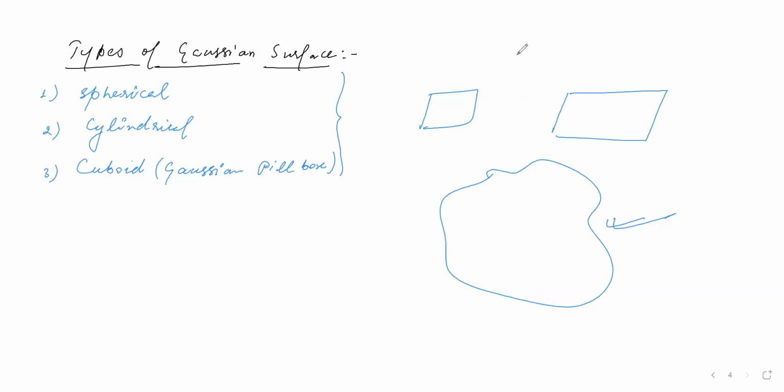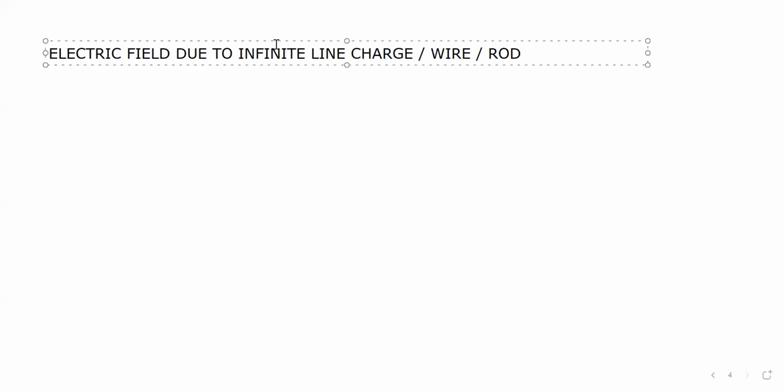Are you clear? Now we are taking an application of the Gaussian surface here: electric field due to an infinite line charge or wire or rod. Okay, note it down, please. Electric field due to infinite line charge or wire or rod, you can also say. Note it down, please.